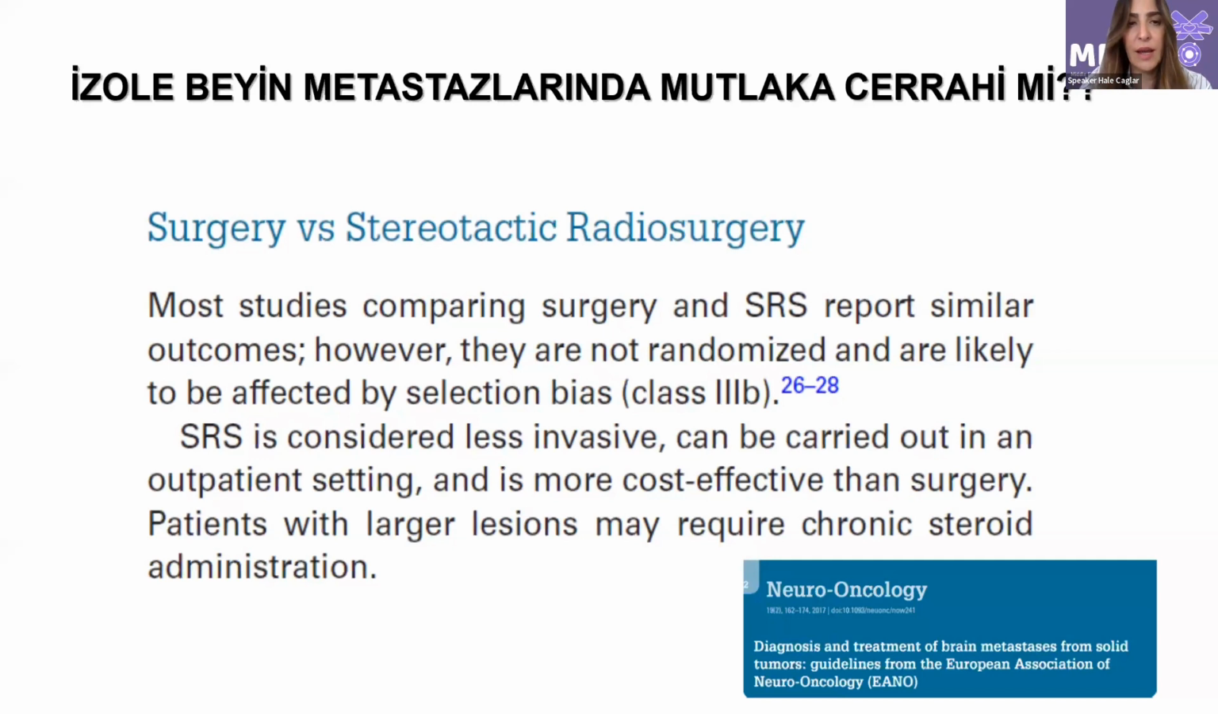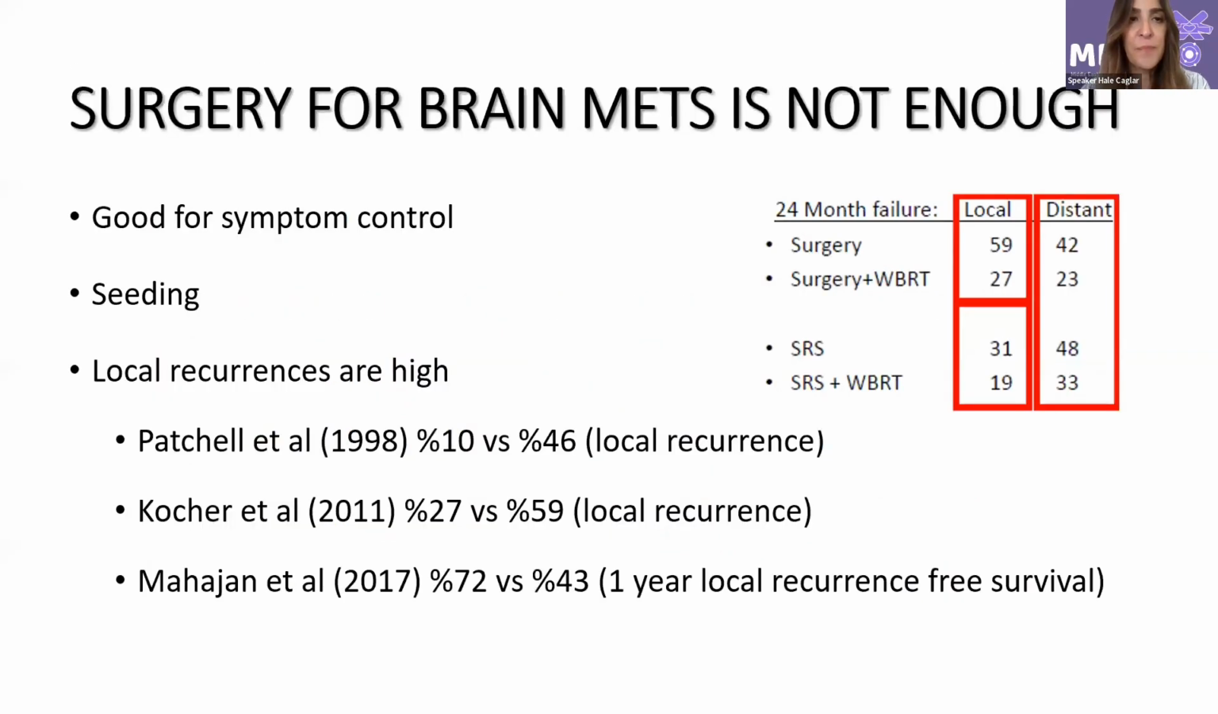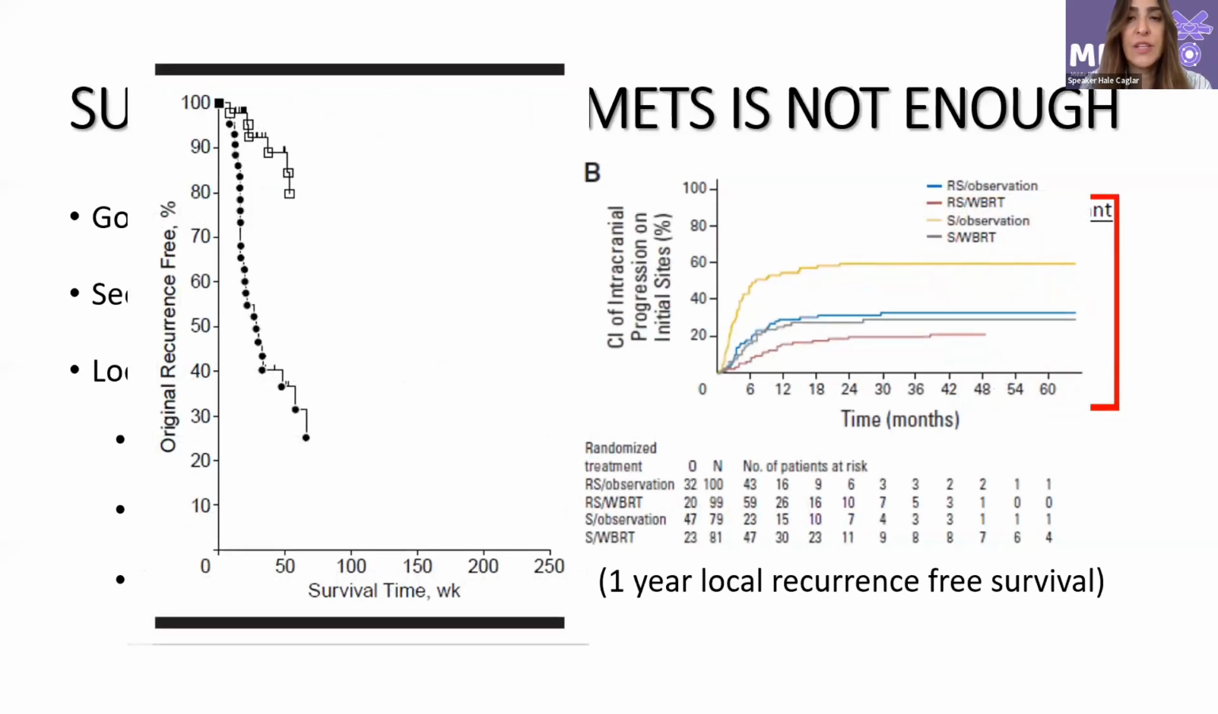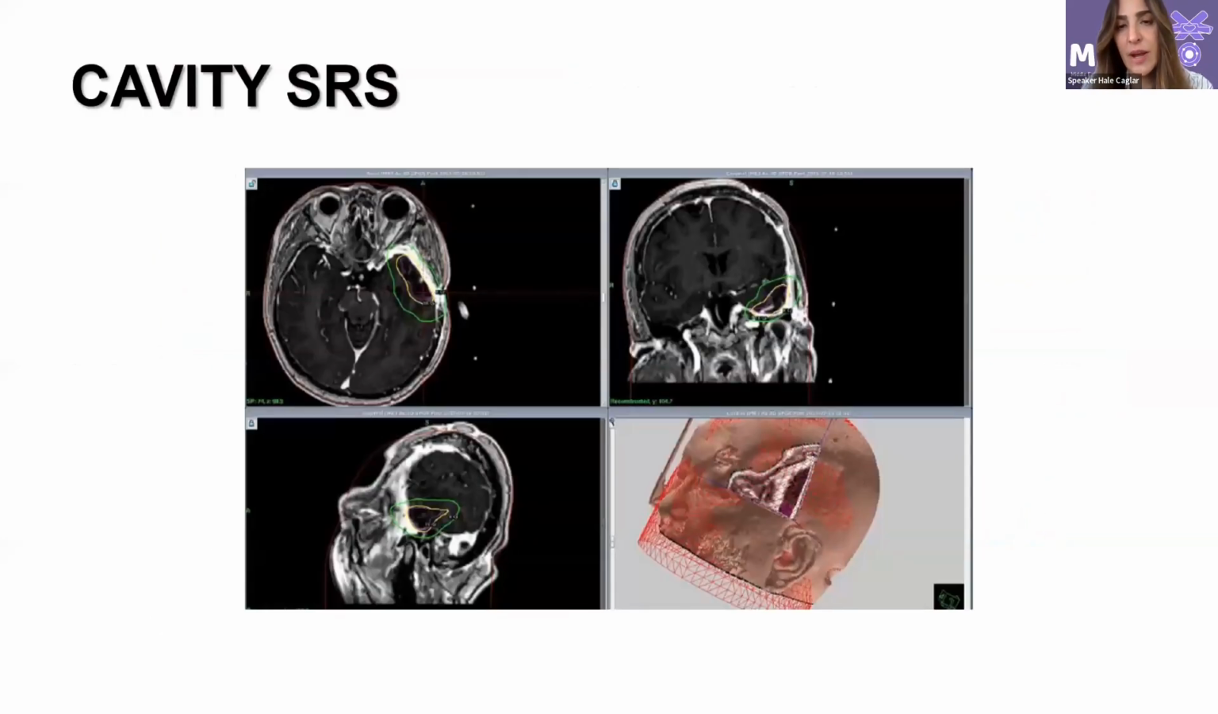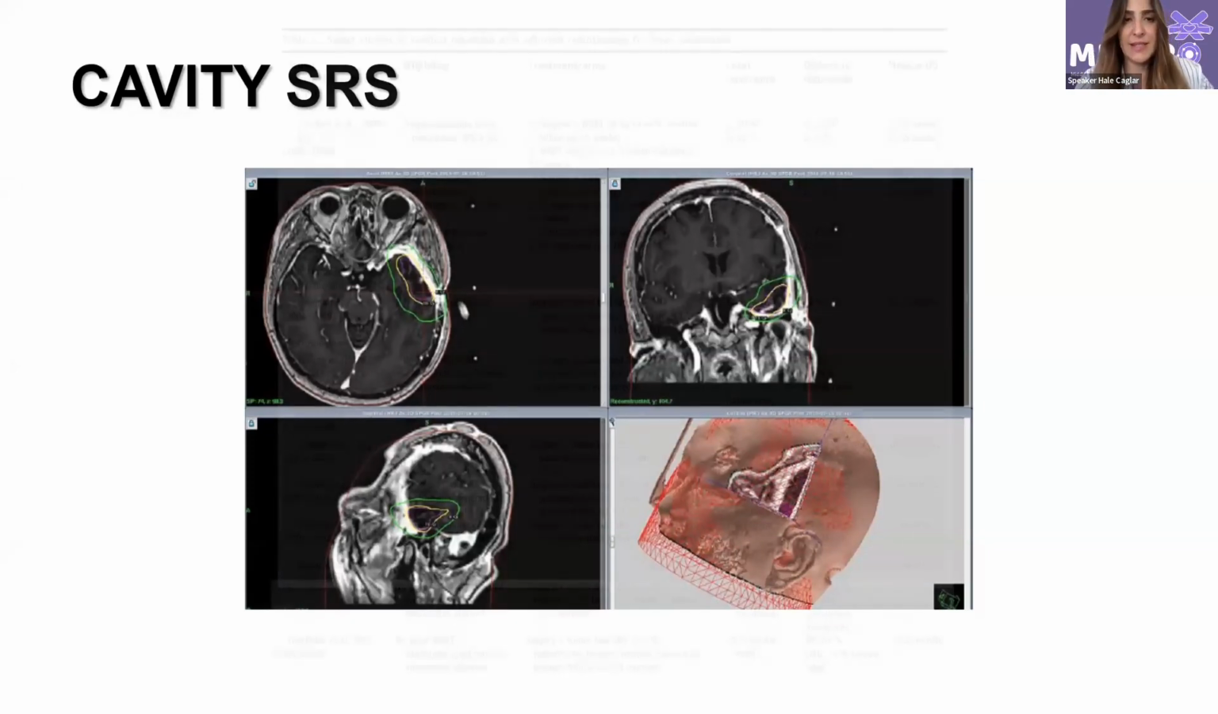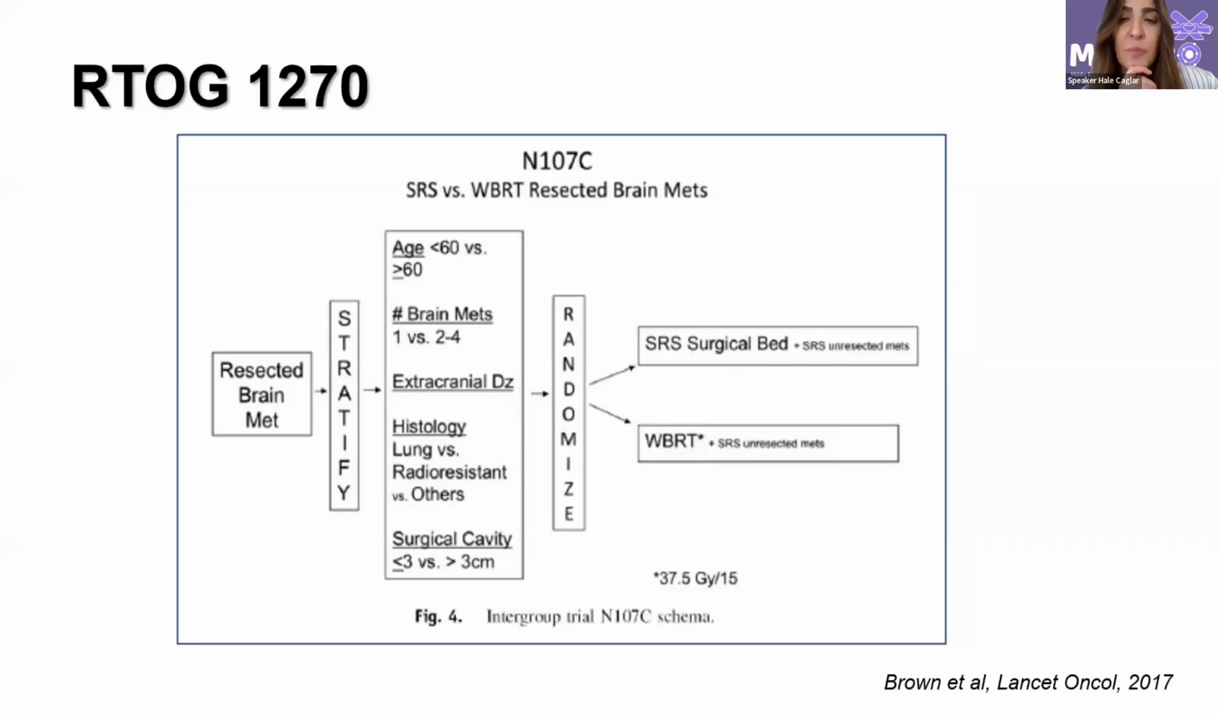This is an EANO guideline recommending SRS as a less invasive option than surgery if the patients do not need surgery, because surgery alone for brain metastases is not enough, as they recur locally about two times more than with any type of radiation. So we need to proceed with some sort of radiation after the metastasectomy. Cavity SRS is an option for radiation after metastasectomy, and it has been compared in a phase 3 randomized trial that was published.